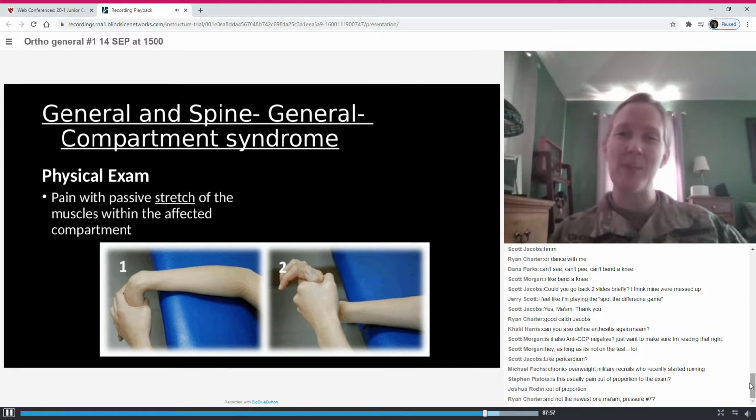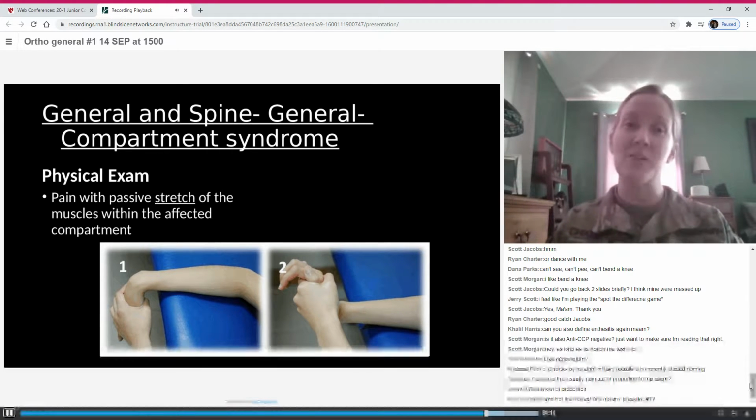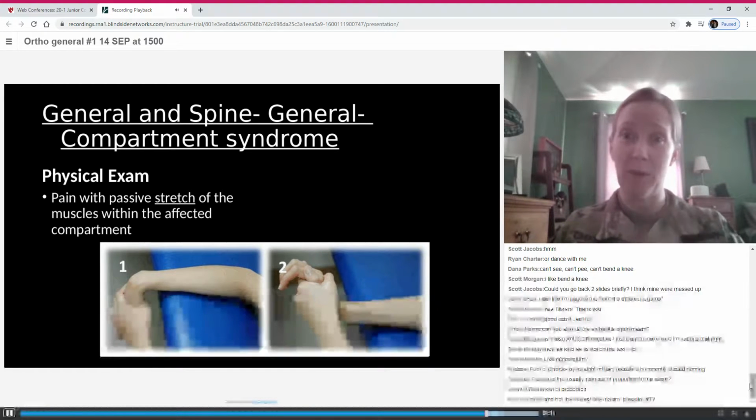You might say, well, why don't I just get them to do it and increase the muscle diameter, which would be active motion. You would increase the muscle diameter. They're probably not going to do it because they hurt really bad. So we have to do something for them to measure that. If you can get them to move it, then more power to you. Better exam.